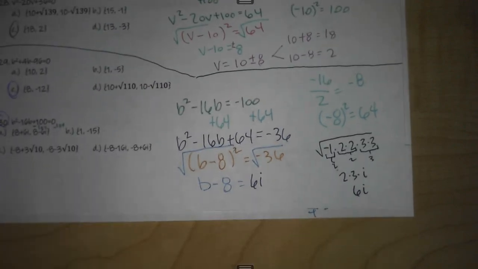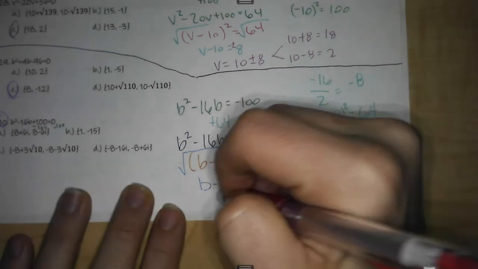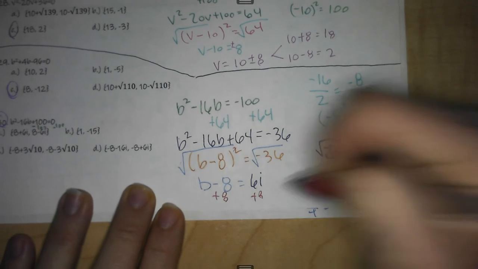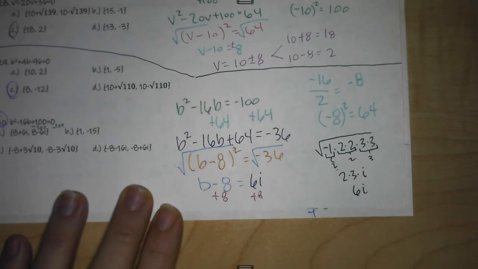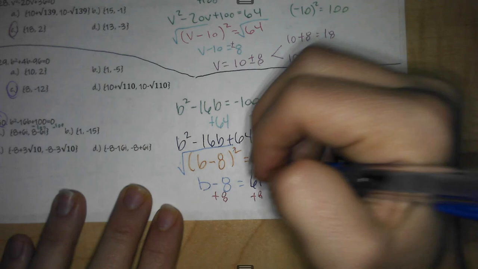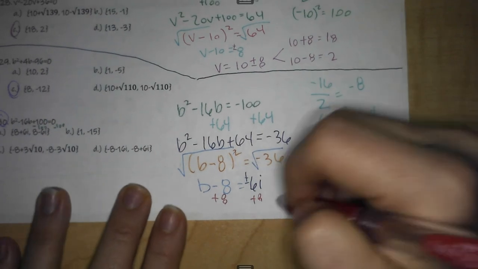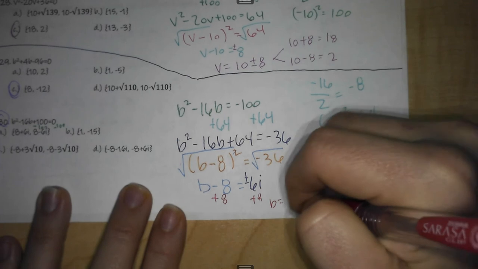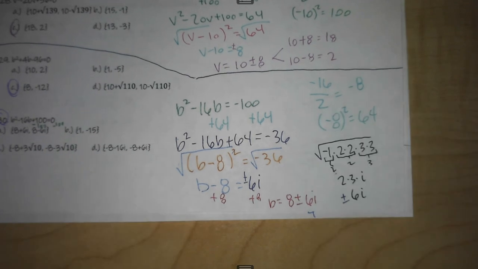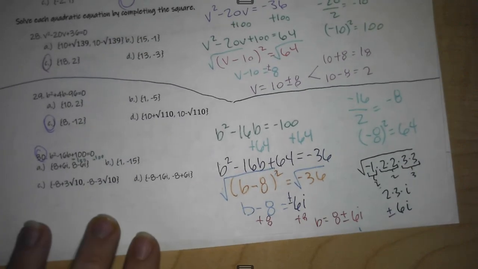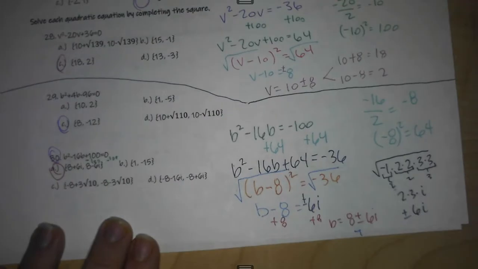Now I need to get the variable by itself. So I'm going to add 8 to both sides. Oh, I did that wrong. Remember, this is plus or minus. So then b equals 8 plus or minus 6i. So our answer is A.